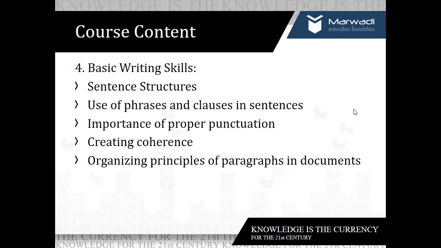Now, importance of proper punctuation. Punctuation stands for comma, semicolon, full stop, capitals. We'll talk about that one. Then creating coherence. That is how we can write in a way that it looks logically connected with one another. So it should not look like your sentences are separate, just like islands. It should look like one full family.